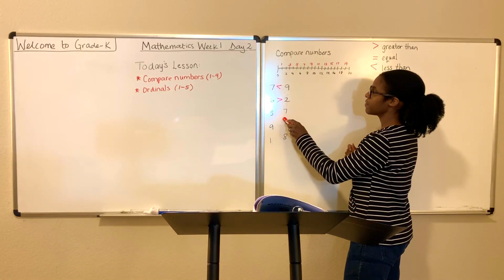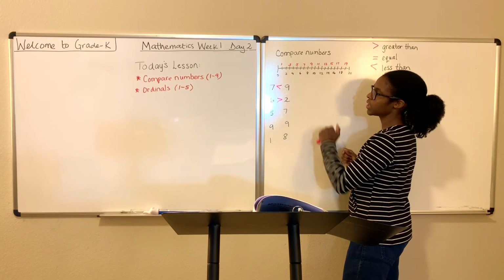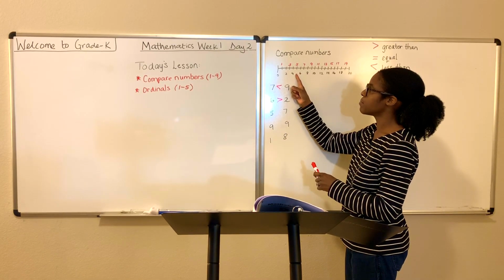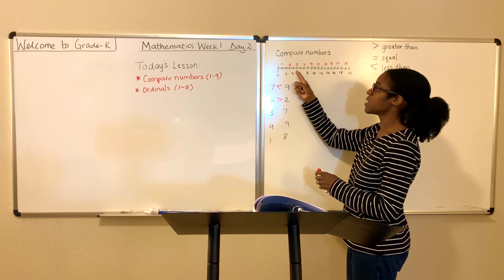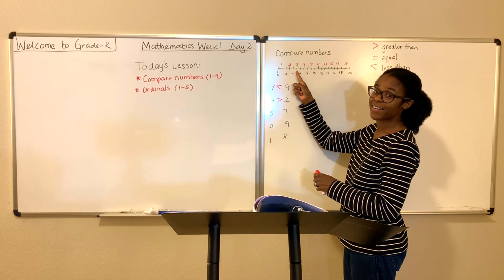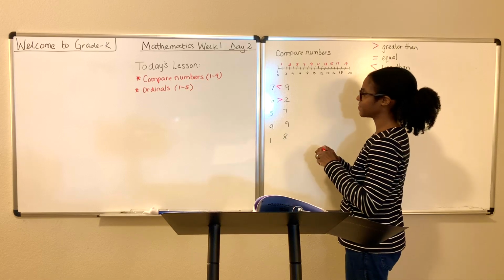We have numbers 5 through 7. You can look at the number line. Does the number 5 come before or after 7? Well, the number 5 comes before 7, which means it's less than.